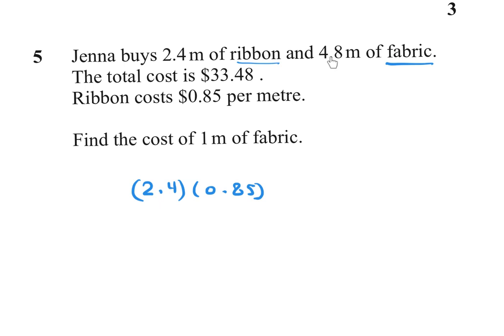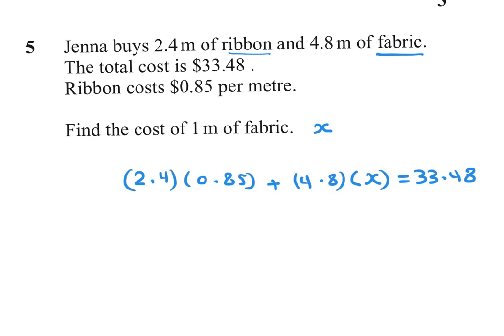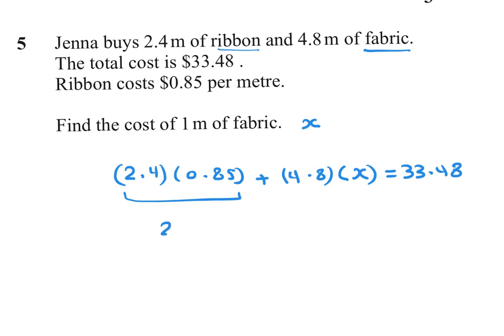which is 4.8, times the cost of 1 meter of fabric, which is x, because we don't know. So plus 4.8, the number of meters of fabric, times the cost of each meter, which is x. This equals the total cost, which is $33.48. Now we can solve this equation for x. 2.4 times 0.85 is 2.04, plus 4.8 times x, 4.8x, equals 33.48.